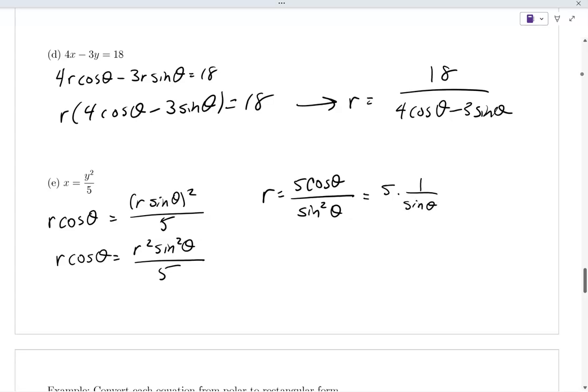And just to try to make this look a little bit nicer and also review a couple of simple identity ideas. Sine squared is certainly sine times sine, so I could be a little bit fancy and rewrite this as 5 times a 1 over a sine and a cosine over a sine. 1 over sine is the same thing as cosecant, and cosine over sine is the same thing as cotangent. Good.